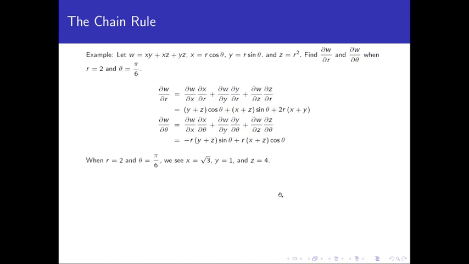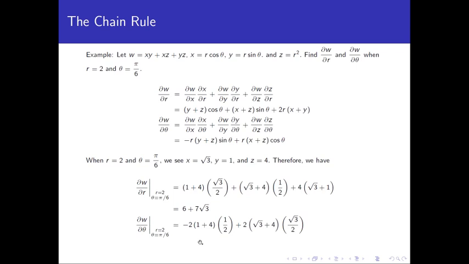Now it's just a matter of plugging in 2 and pi over 3 for r and theta. Notice I have to do it in 2 steps. I plug 2 and pi over 6 in for x, y, and z, so you get square root of 3, 1, and 4 for those values. And now plug everything into your formulas here and get this answer of 6 plus 7 root 3.